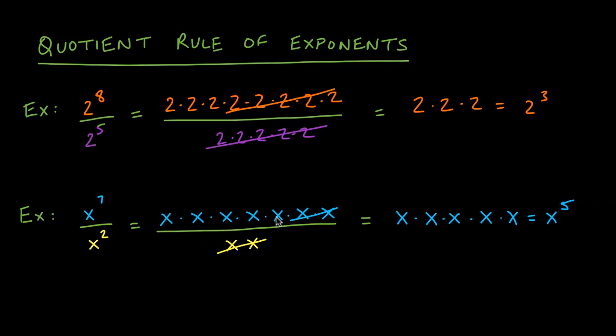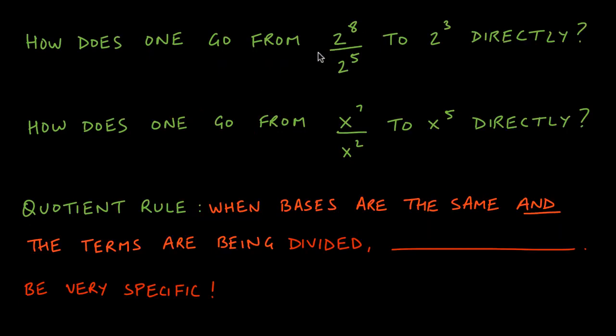You'll notice that I have 5 x's left on top. So if I write those 5 out, I can see that shorthand notation for writing this is x to the fifth. So the questions are the same. How does one go from here to 2 to the third directly? How does one go from this example to x to the fifth directly? So hopefully you're starting to observe some patterns between these numbers.